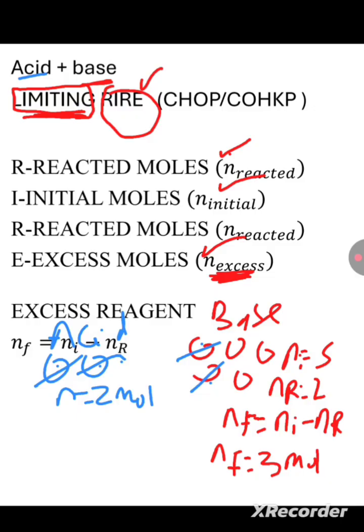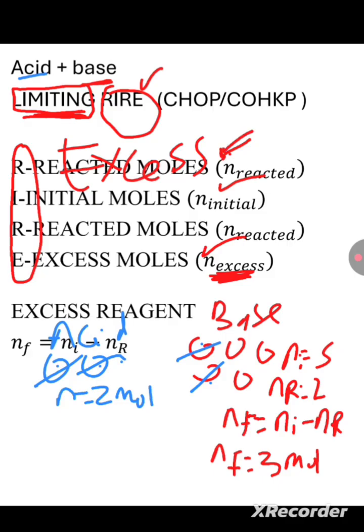So this part here is about the excess reactant. It's information about the excess reactant, because we have the limiting reagent, and then the other one will be the excess reactant. For the excess reactant, we must get the number of moles that reacted. We must know the initial number of moles, and finally the number of moles in excess, so that this number of moles in excess will determine the pH of the solution.